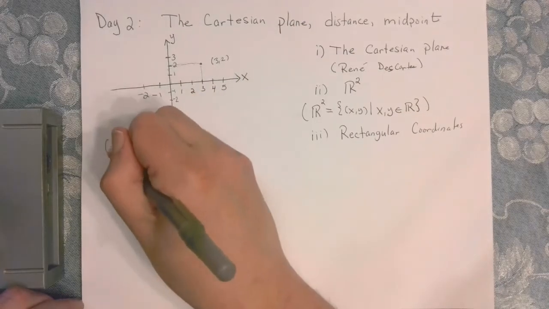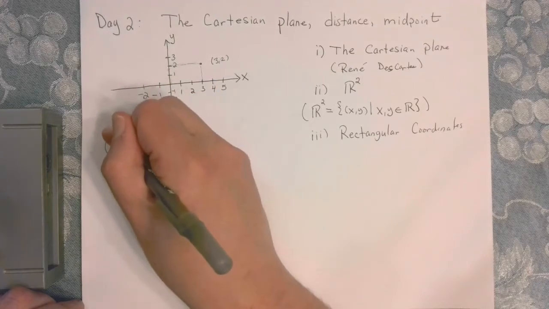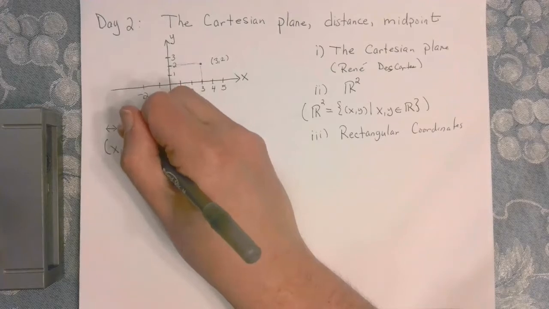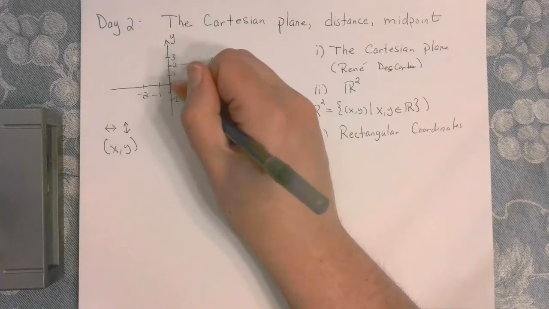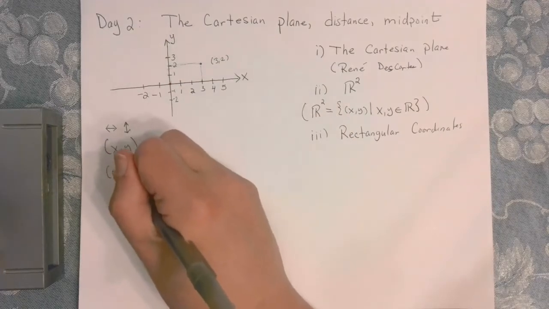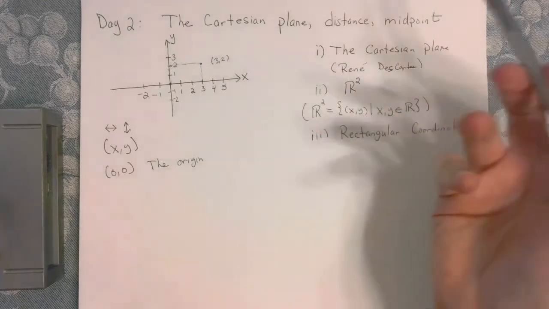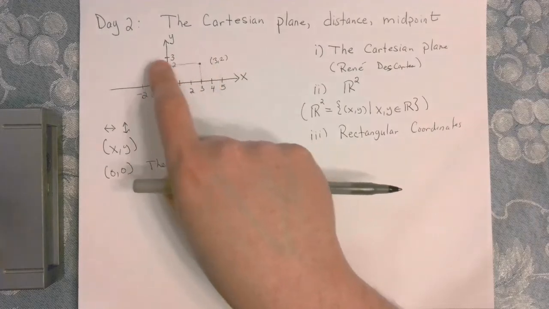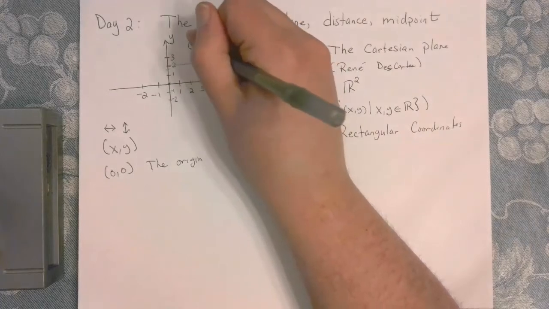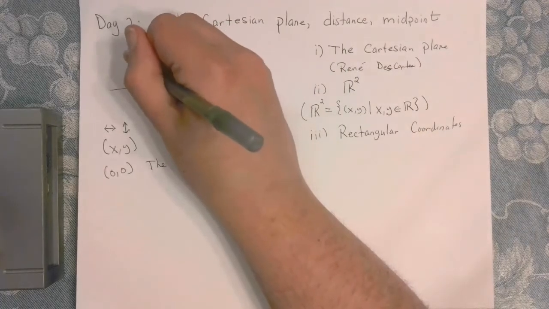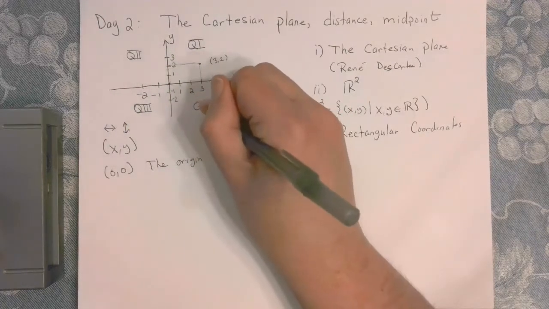Okay, so yeah, let's just note. So when I talk about an ordered pair x, y, well, if x is positive, I'm going to the right. And if x is negative, I'm going to the left. Well, if y is positive, I'm going up. And if y is negative, I'm going down. The origin is quite a special point. That's 0, 0. And of course, there's 4 quadrants. Starting here, this is quadrant 1, quadrant 2, quadrant 3, and quadrant 4. So I'll denote that with Q1 for quadrant 1, Q2 for quadrant 2, Q3 for quadrant 3, and of course Q4 for quadrant 4.